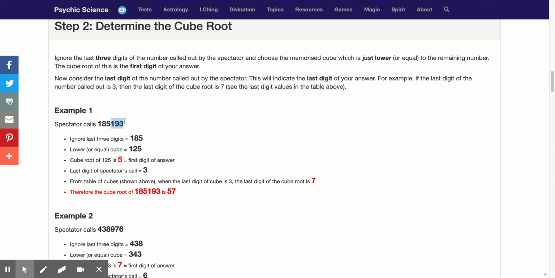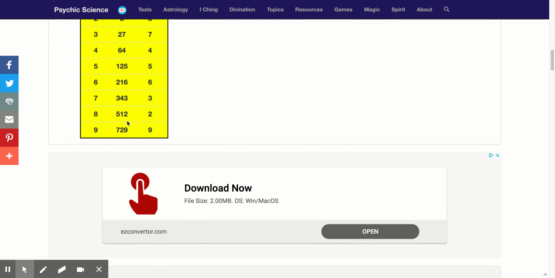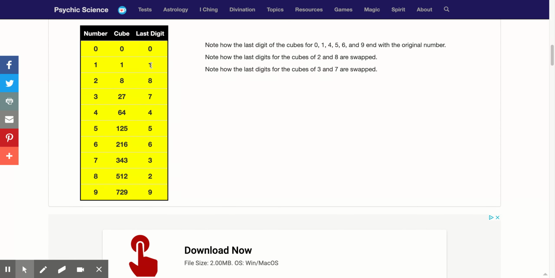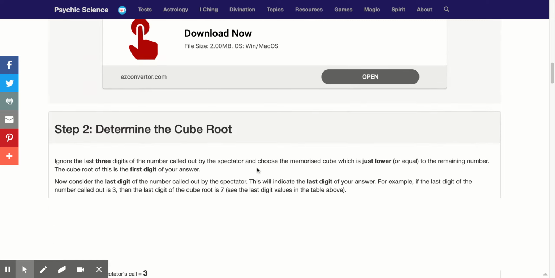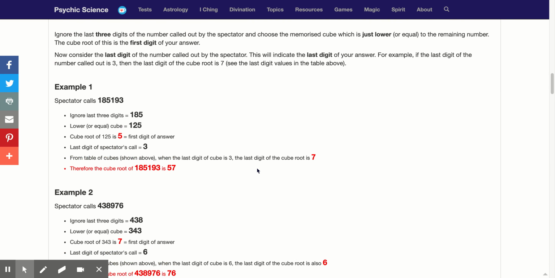This ends with a 3, right? My last digit ends with a 3. Well, what cubed gives me a ones digit of 3? Let's look back up here. 1 gives me 1, 2 gives me 8, 3 gives me 7, so on, so on. 7 gives me a ones digit of 3. So that is going to be my ones digit of my answer. 7 is going to be the ones digit of my answer. So now I just figured out 5 is my tens digit, 7 is my ones digit.